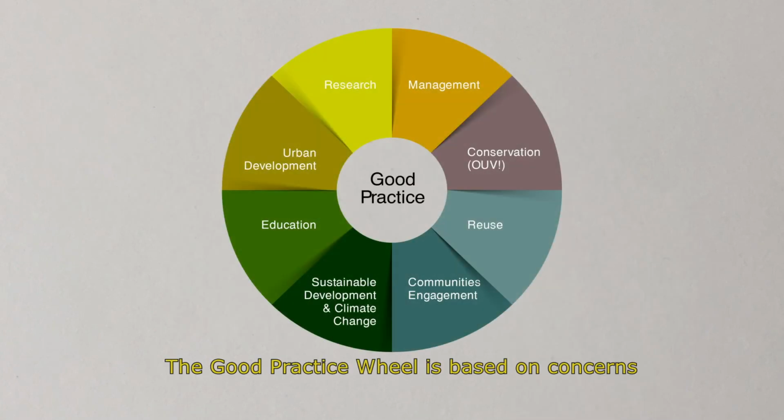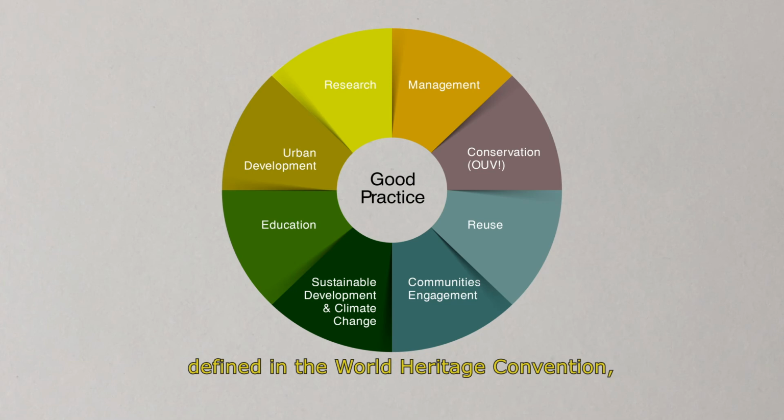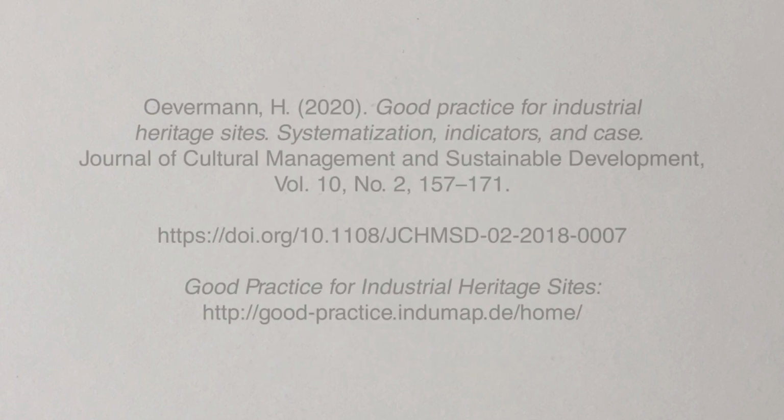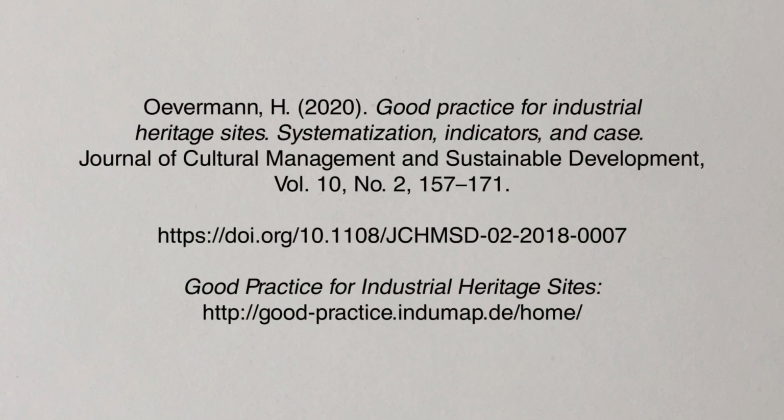The Good Practice Wheel is based on concerns defined by the World Heritage Convention, its operational guidelines, as well as the policies and principles of UNESCO and their partner organizations such as ICOMOS and TICCIH. For more information, see Good Practice for Industrial Heritage Sites, Systematization, Indicators and Cases, and the website Good Practice for Industrial Heritage Sites.